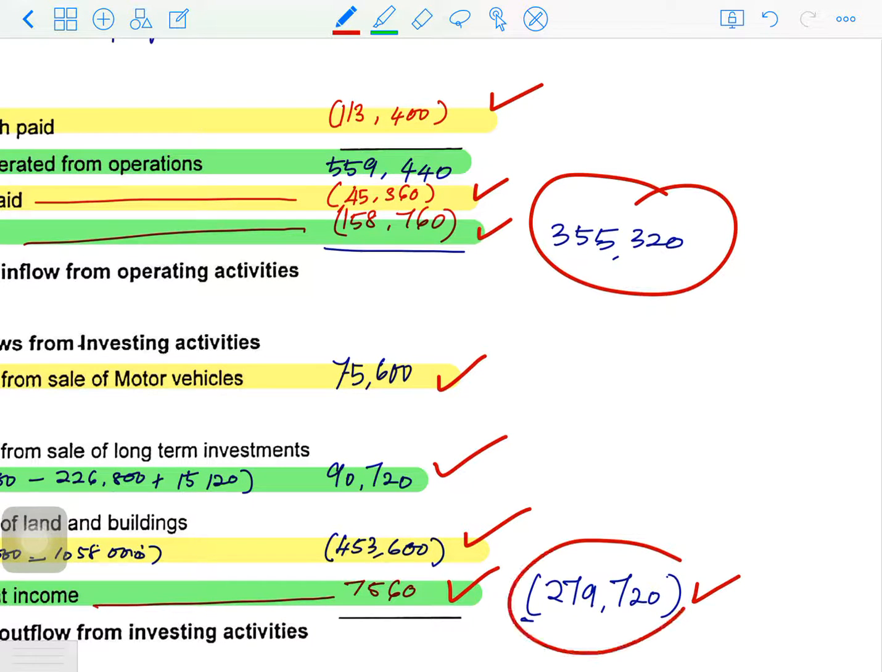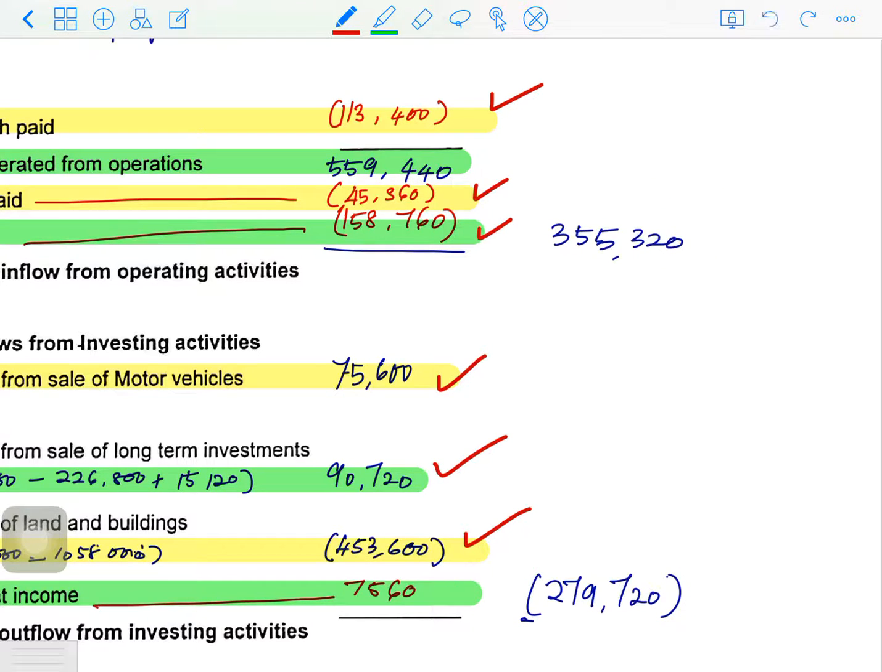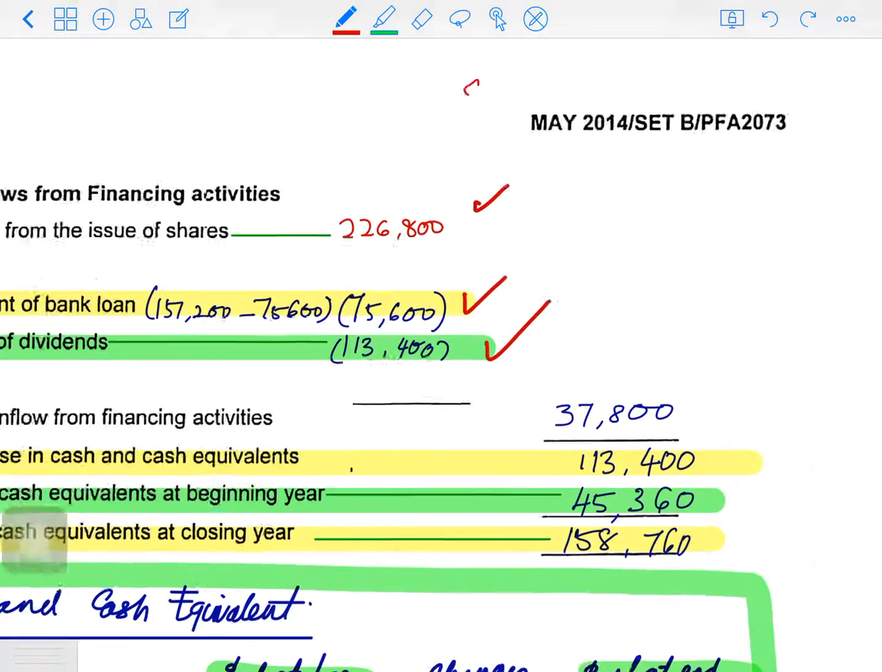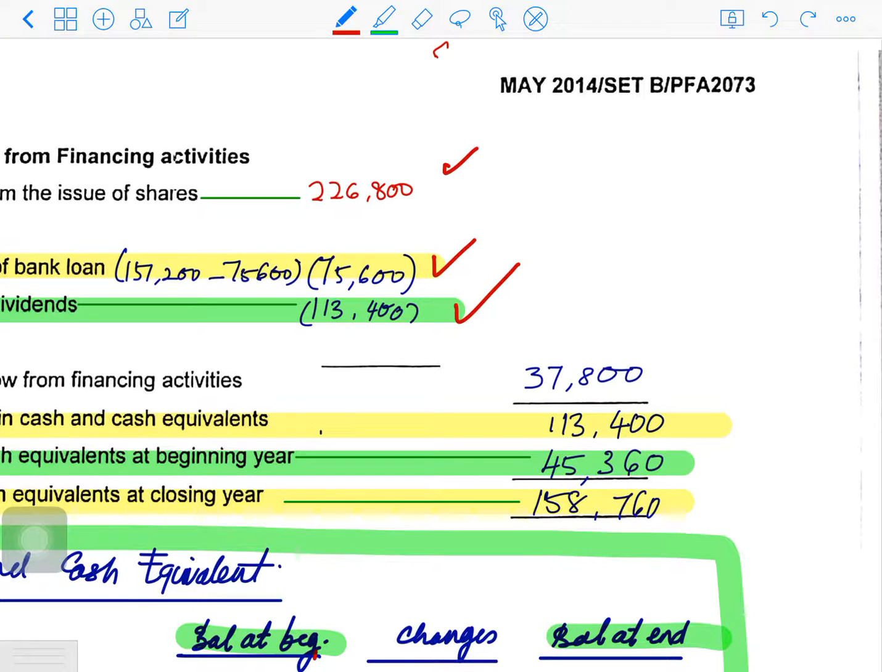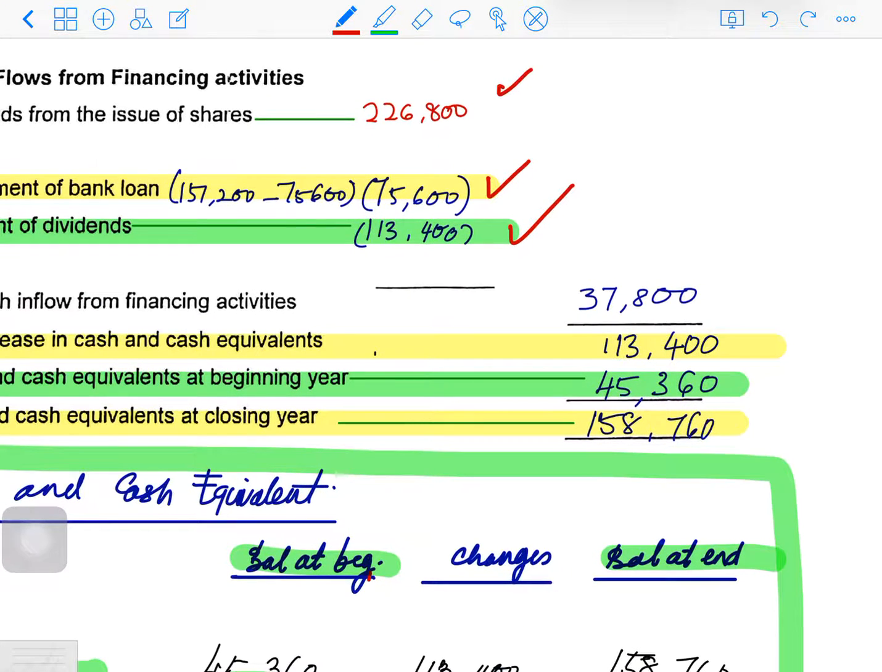320 tolak 279. Okay, tolak 279 tu, and then plus 37,800, we should get 113,400. Okay, 113,400. Yang lain tu, yang bawah tu ialah cash and cash equivalent at the beginning, yang ni lah. Okay, cash and cash equivalent at the beginning, cash and cash at the end, yang ni at the end lah. Sorry, at the end yang ni lah.